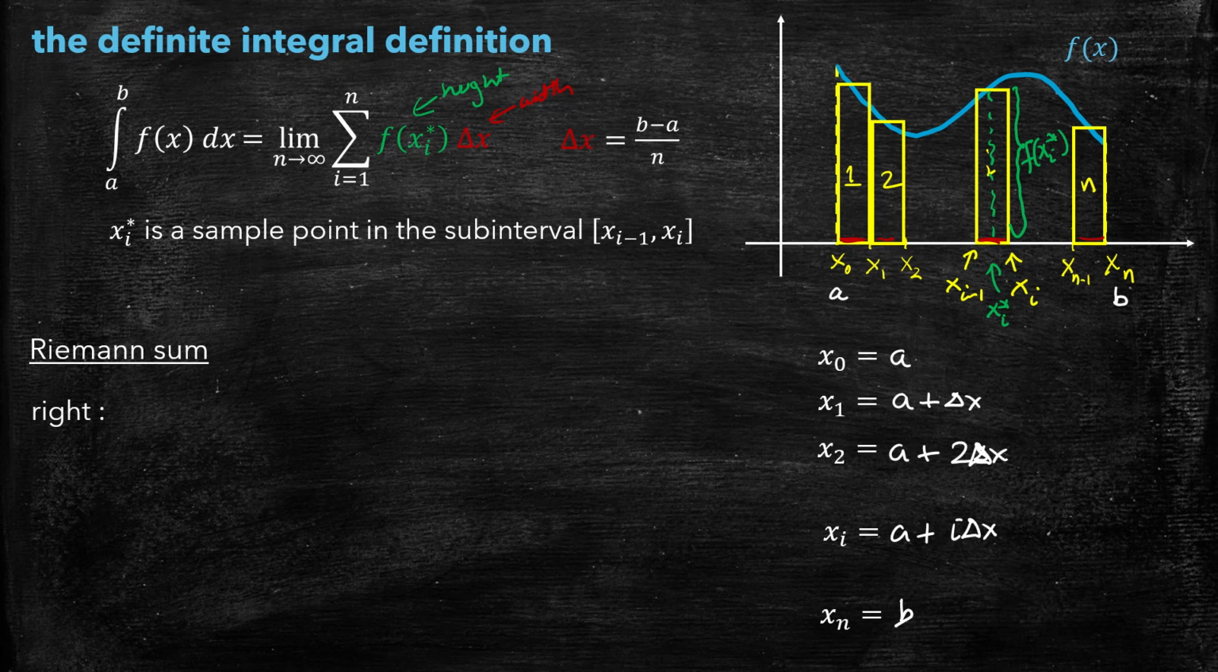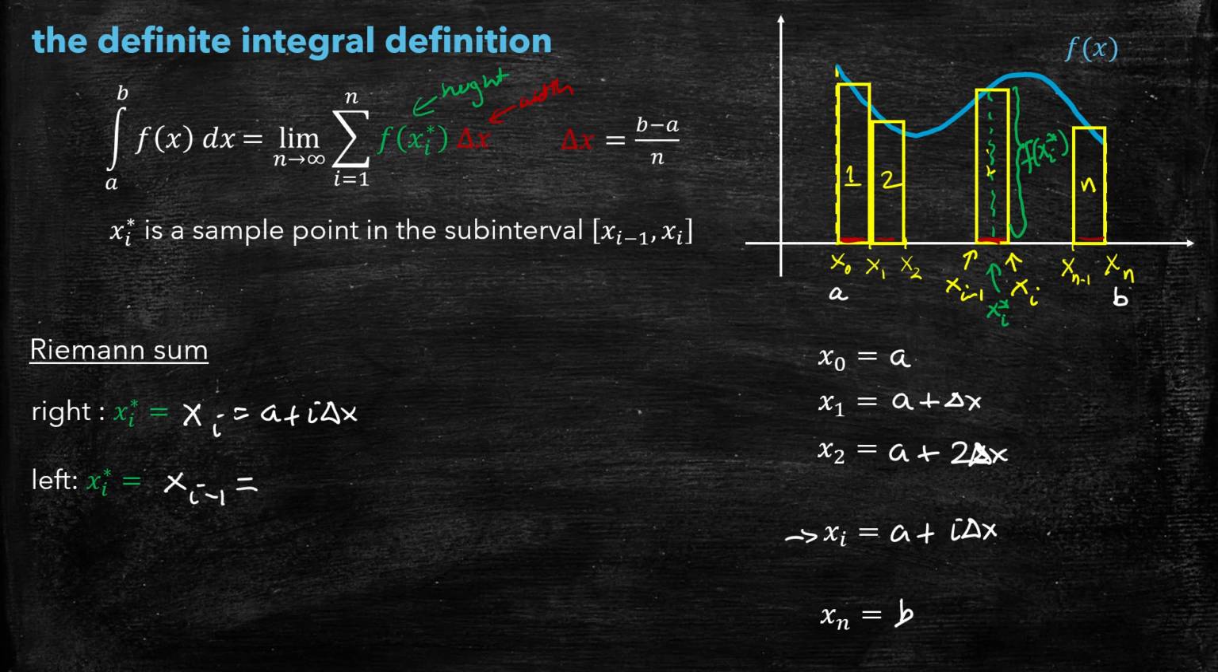More often than not, we'll be using xi star as the right endpoint. And why? Because if it's the right endpoint, xi star would just be xi, which we see over here is just a plus i delta x. And you'll see that that actually is the simplest to use, because if we want to use the left endpoint, then we're going to have to use xi minus 1.